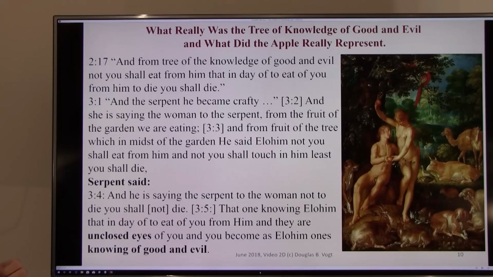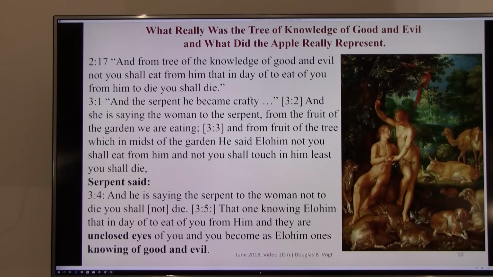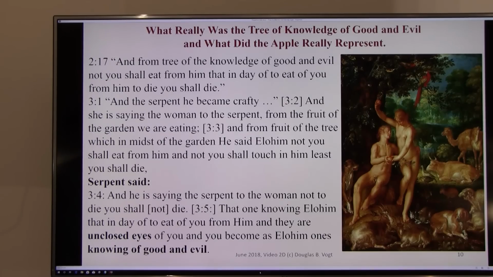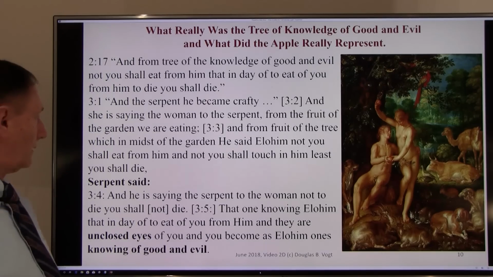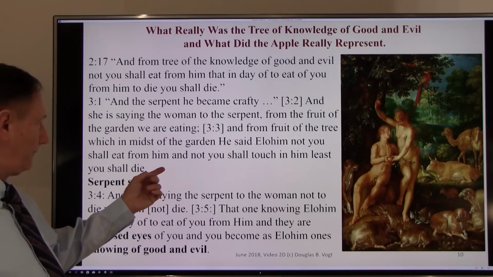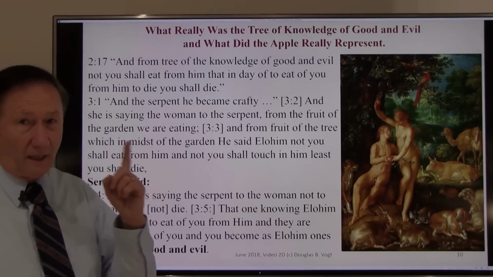3:1. And the serpent, he became crafty. There's more to it after, but who cares? 3:2. And she is saying, the woman to the serpent, from the fruit, the garden we are eating, 3:3, and from the fruit of the tree which in midst of the garden, he said, Elohim, not you shall eat from him. And it was interesting. They gave the tree a personality, a gender, him. Interesting. Not to die. Keep that in mind.